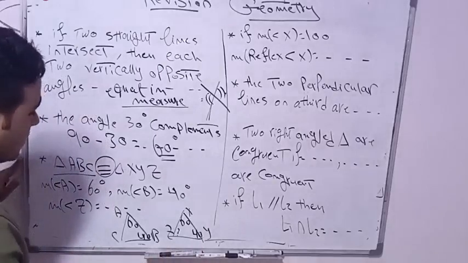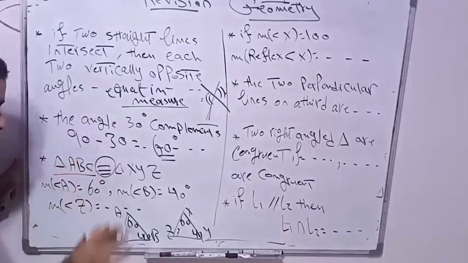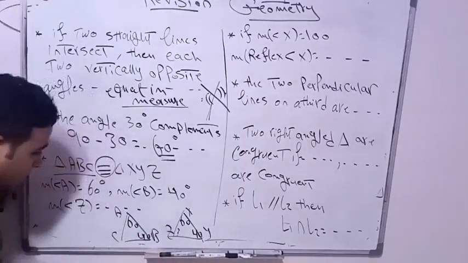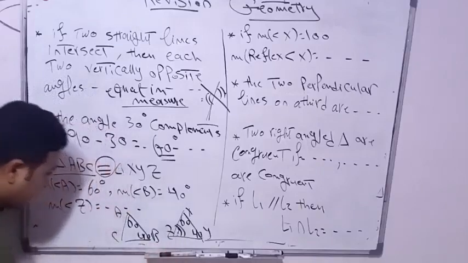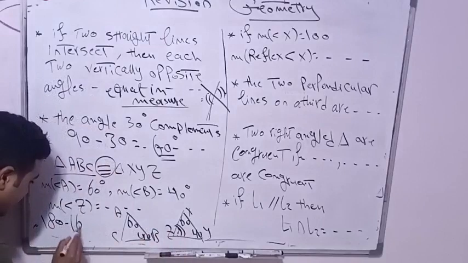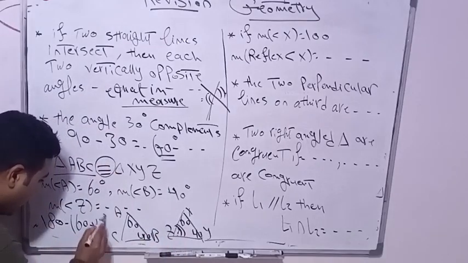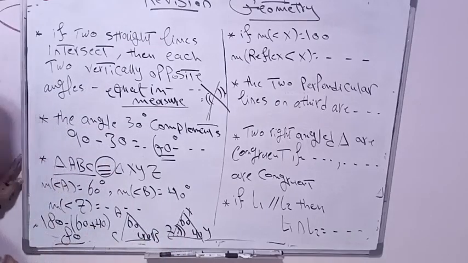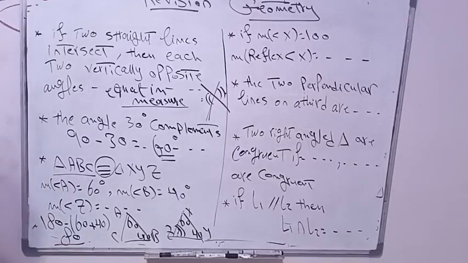The sum of the interior angles in any triangle equals 180. So our answer, I want to find the third angle in this triangle: 180 minus open bracket 60 plus 40. So we have our answer, 80 degrees. 80 what? 80 degrees.